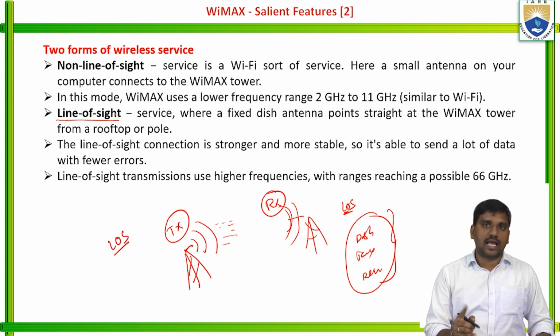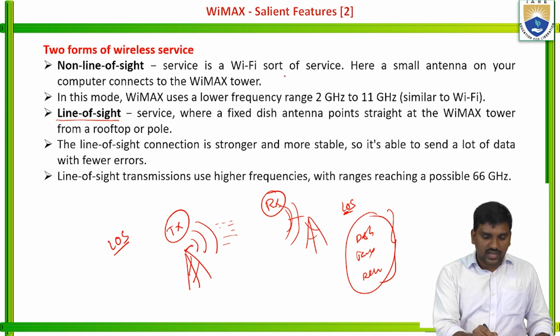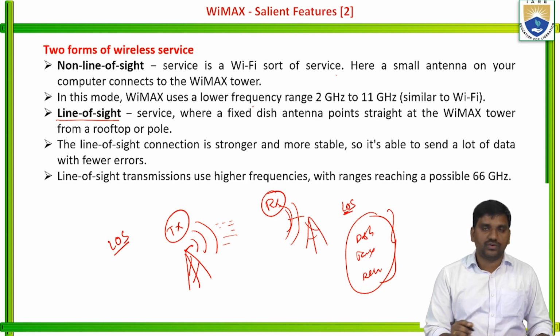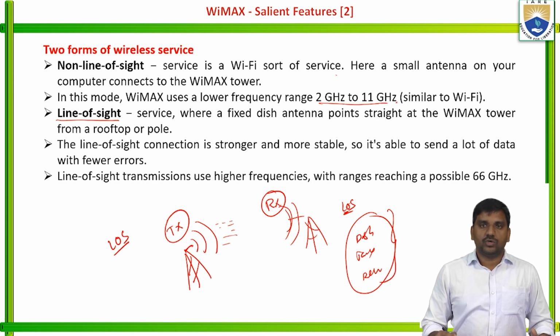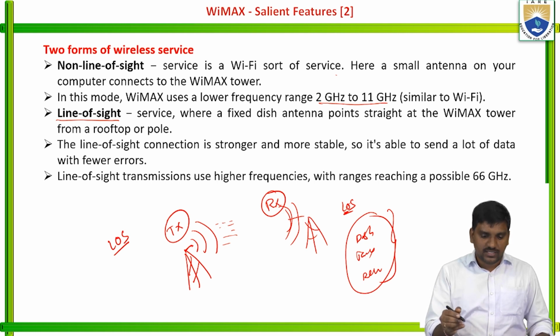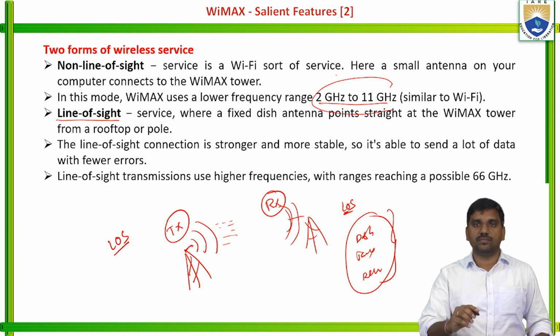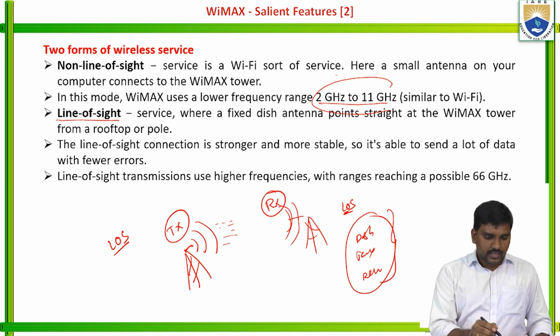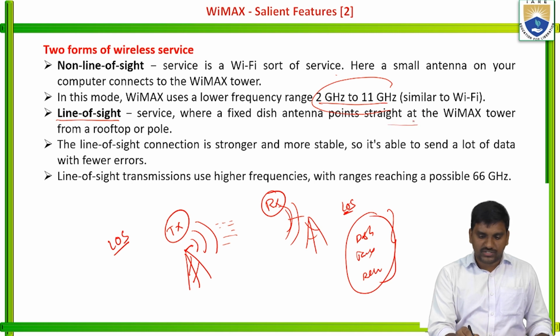Here we have two forms of wireless service, non-line of sight and line of sight. Non-line of sight is a Wi-Fi sort of service. Here a small antenna on your computer connects to the WiMAX tower. In this mode, WiMAX uses a low frequency range of 2 GHz to 11 GHz, similar to Wi-Fi.